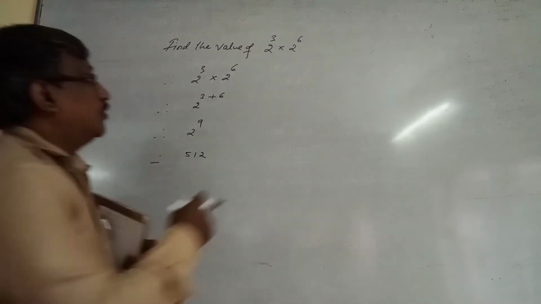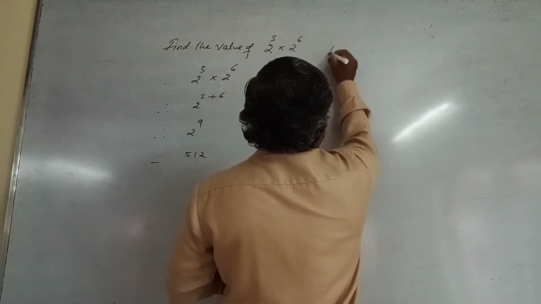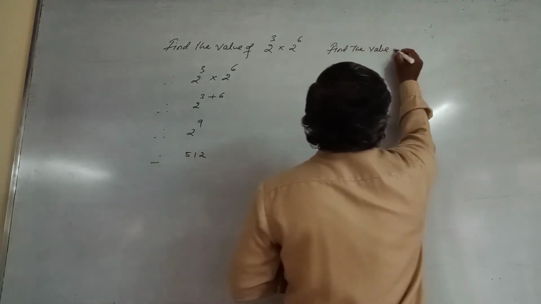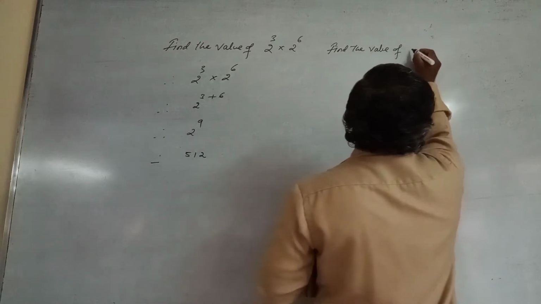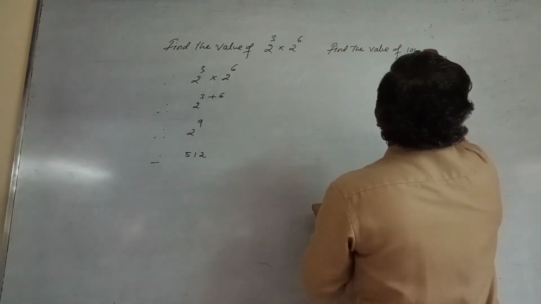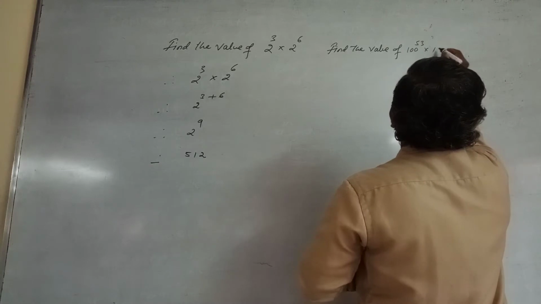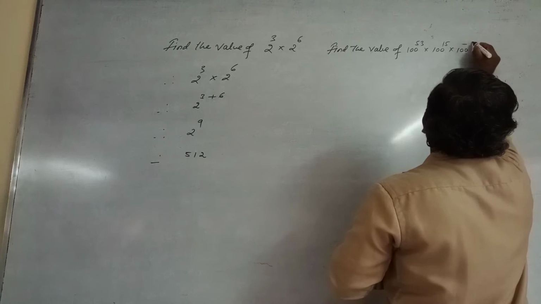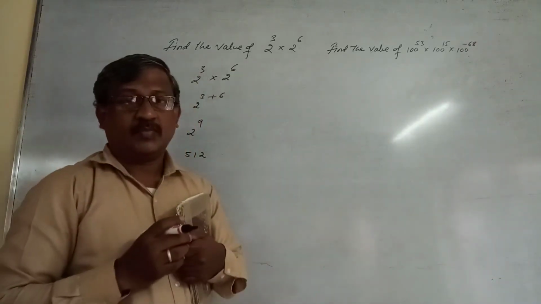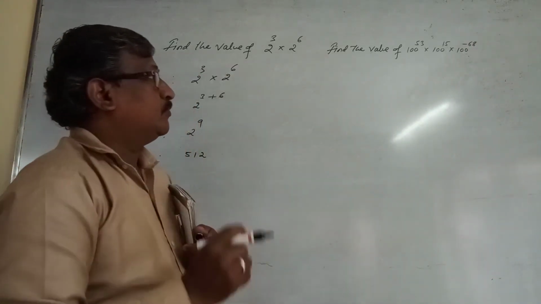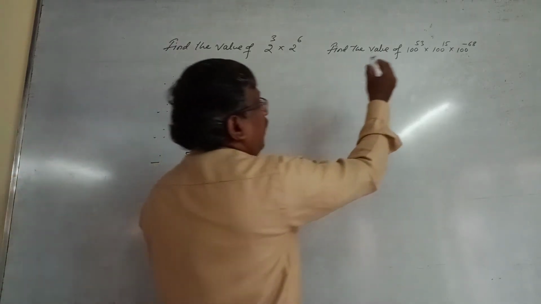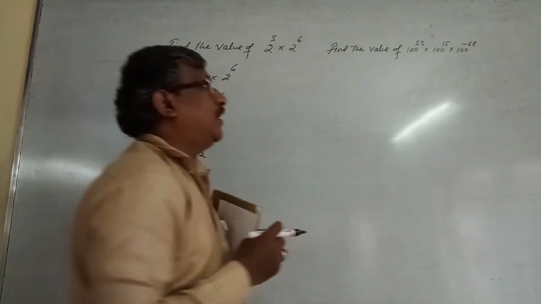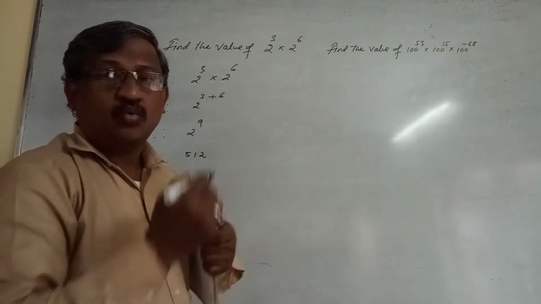I'll take the next sum. Suppose the sum is: find the value of 100 raised to 53 multiplied by 100 raised to 15 multiplied by 100 raised to minus 68. Yes, this is problem number 2. Find the value of 100 raised to 53 multiplied by 100 raised to 15 multiplied by 100 raised to minus 68. So how to multiply this?